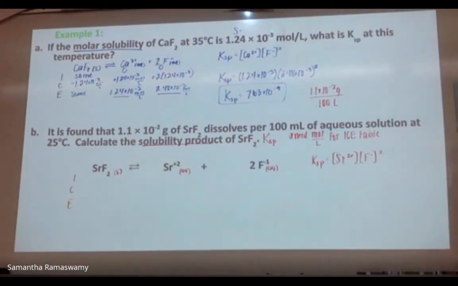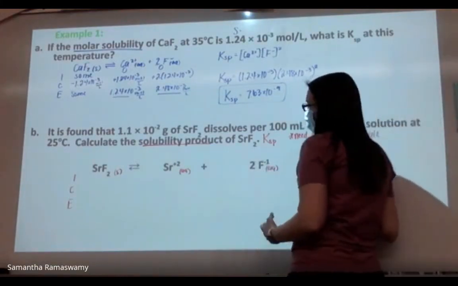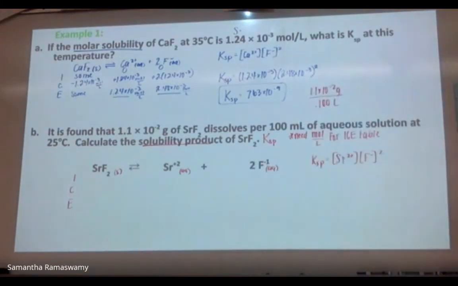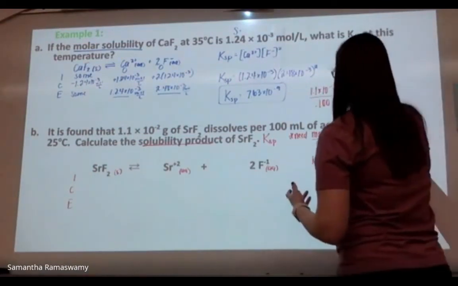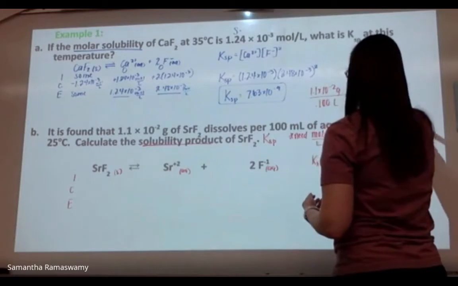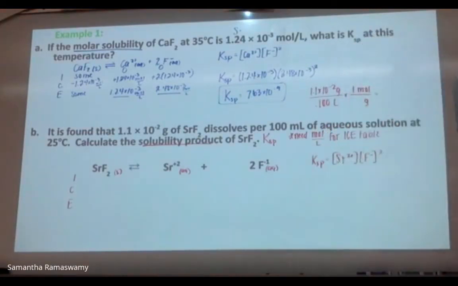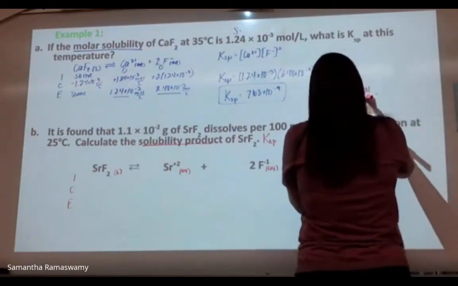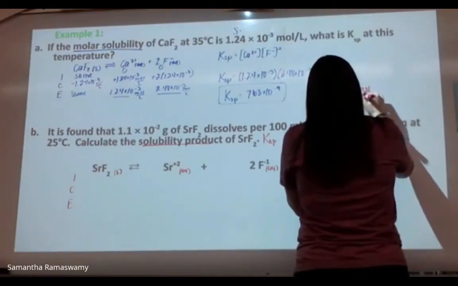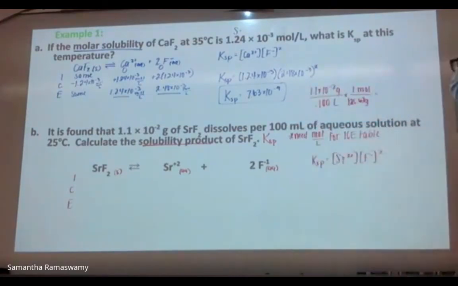In order to plug it into an ice table, we need molar solubility. We need moles per liter. So at this point, I need to go from grams of strontium fluoride to moles of strontium fluoride. You can go from grams to moles by using the molar mass. I'll just give you the molar mass because I calculated it this morning. 125.62. This is strontium fluoride.